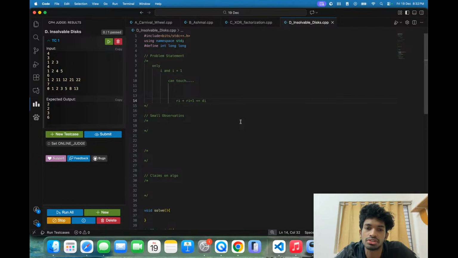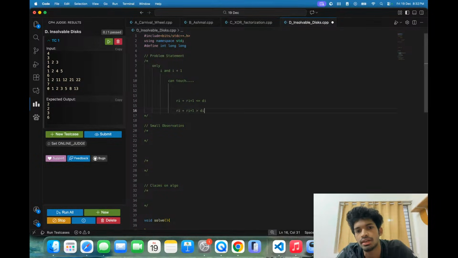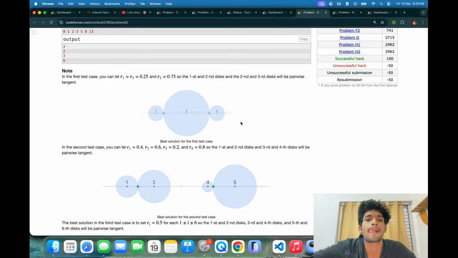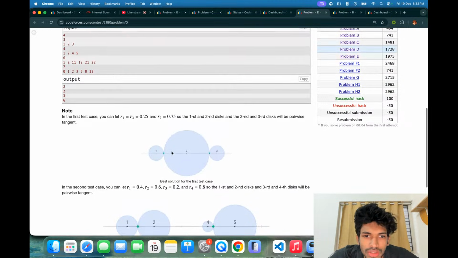For people to touch, d- if ri plus 1 greater than di, it's impossible to touch. Okay, this is obvious. Can all of them touch is another question. Okay, just think about it.